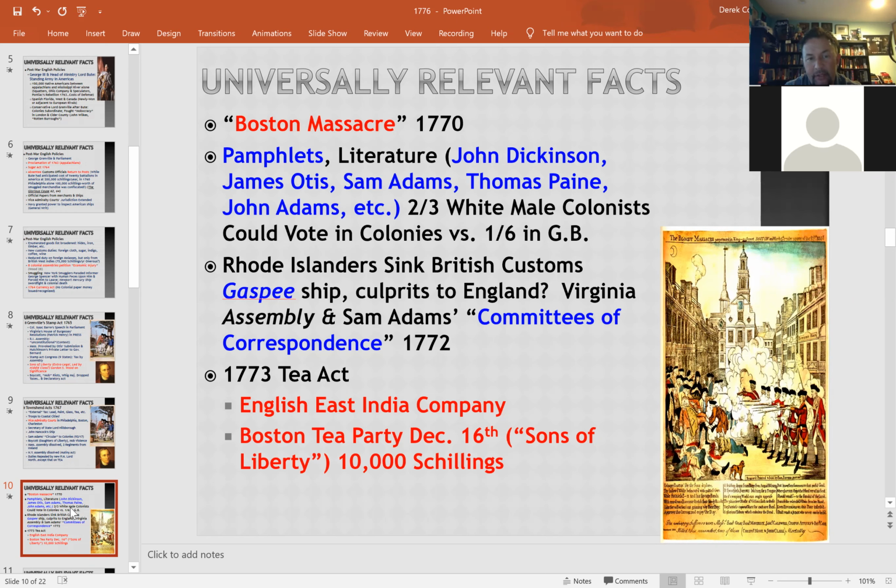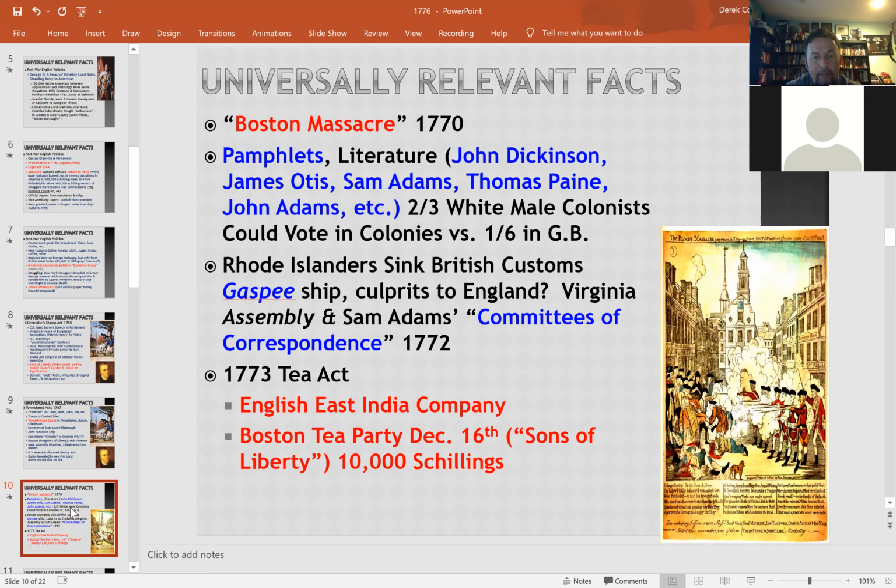And so then pamphlets just took off, right? Pamphlets were anywhere from 13 to like 35 pages. So they were palatable. They were just short enough that the average person could take the time to read them. John Dickinson, James Otis, Sam Adams, Thomas Paine, John Adams began writing thousands of pamphlets that began disseminating throughout the colonies.